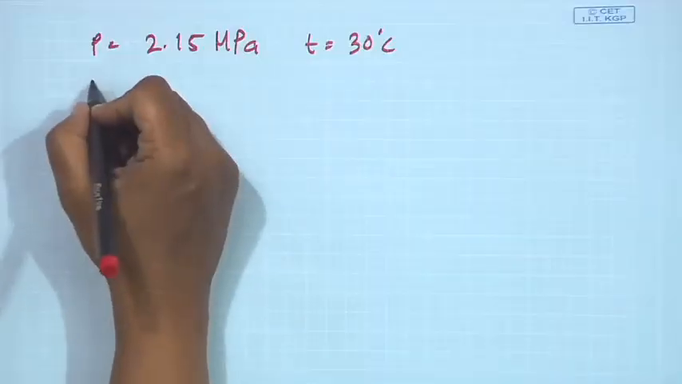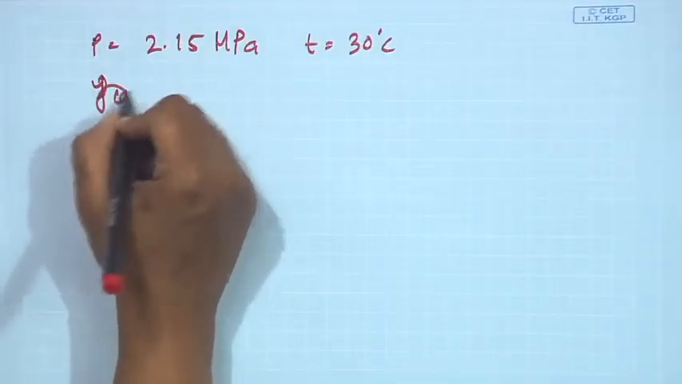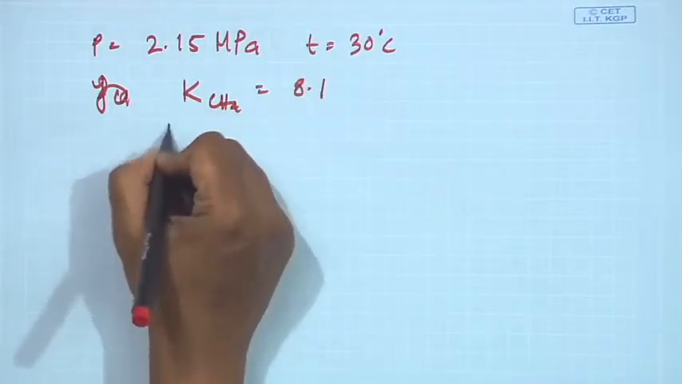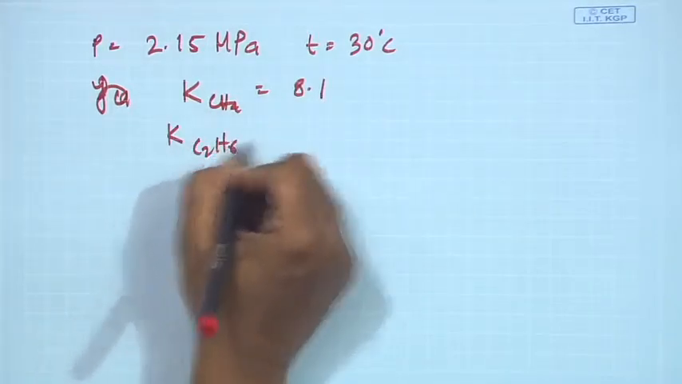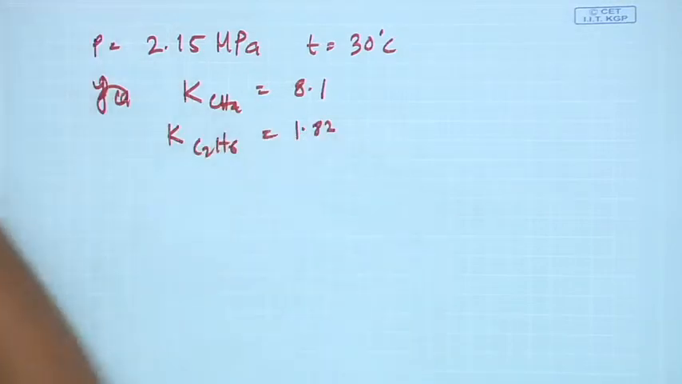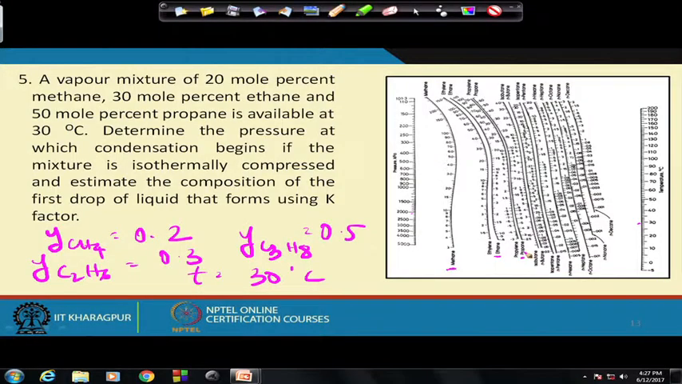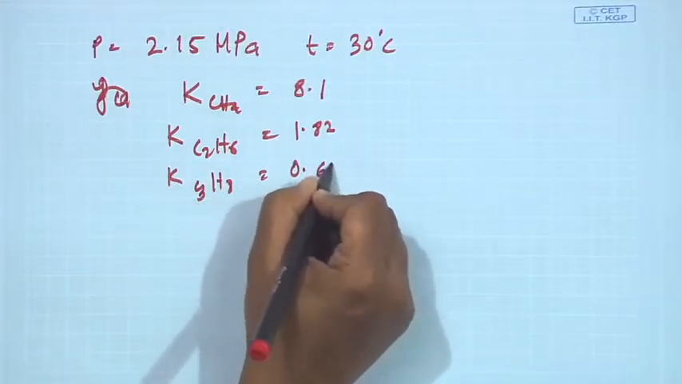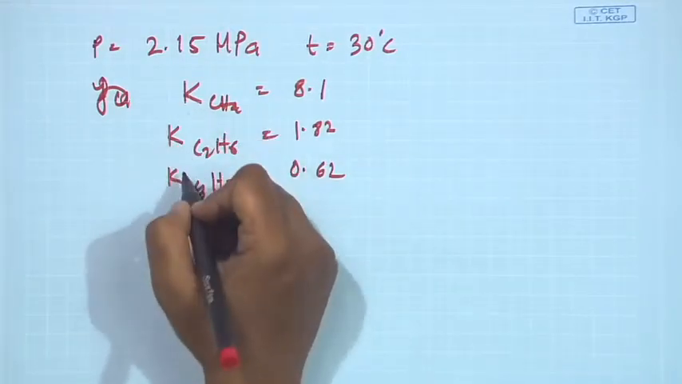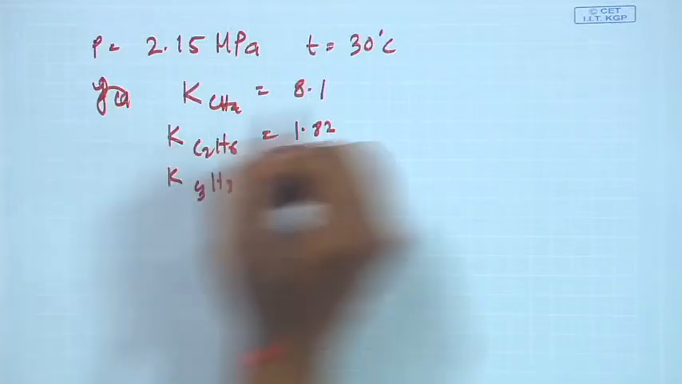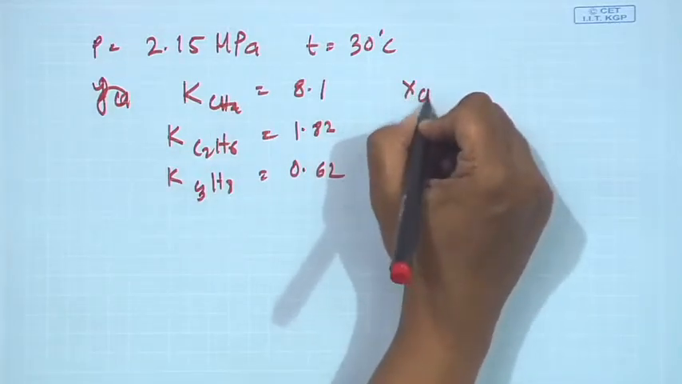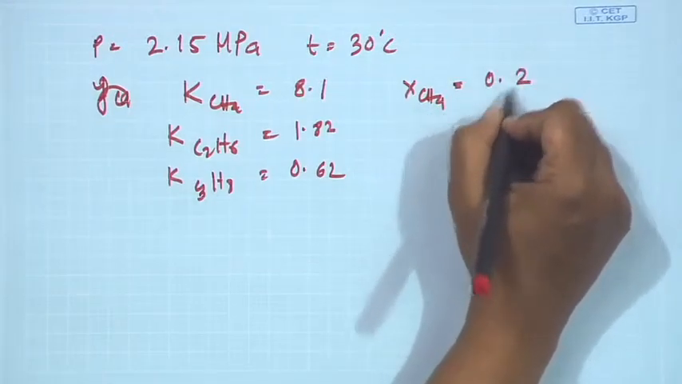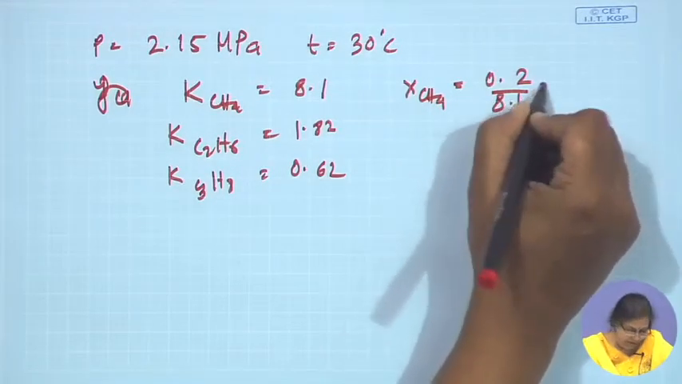We find that for methane the K factor is 8.1. For ethane it is 1.82. If you draw this straight line, you will be able to locate it, and for propane it is 0.62. So, once you know the K values, it is very easy to find out the corresponding mole fractions in the liquid phase, isn't it?